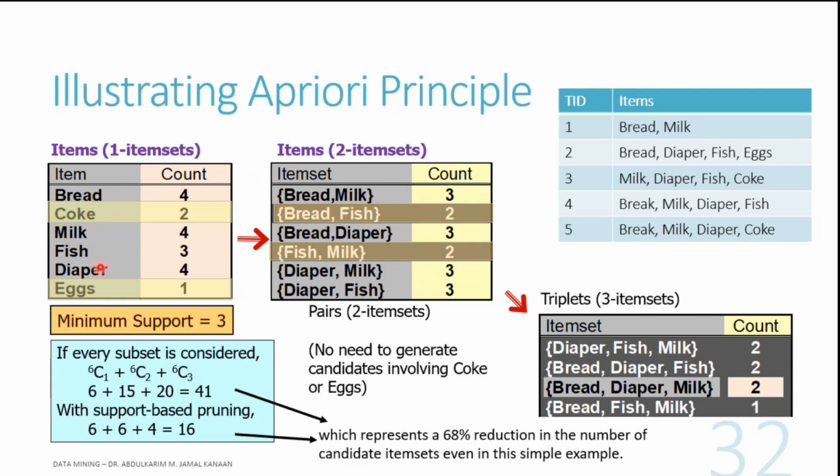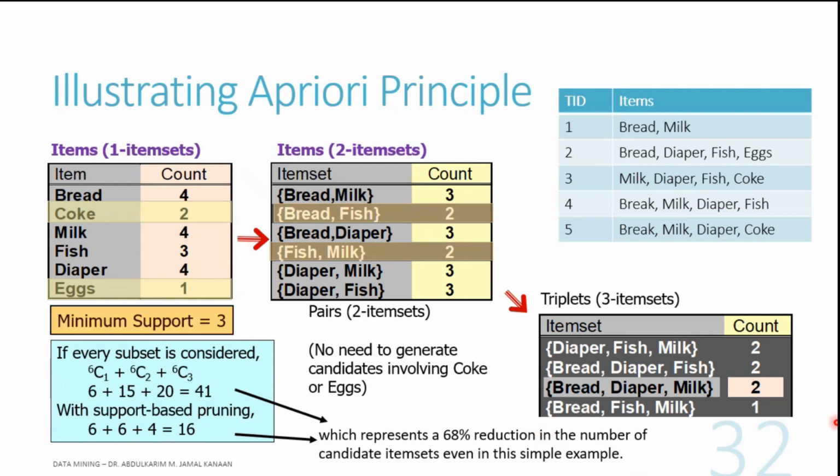Okay, so following the slide. However, if you do this, you will find some item sets you have generated. Let's see, diaper, fish, milk, diaper, fish, milk, you see? So along the way, you have generated some item sets that have subsets which are infrequent.